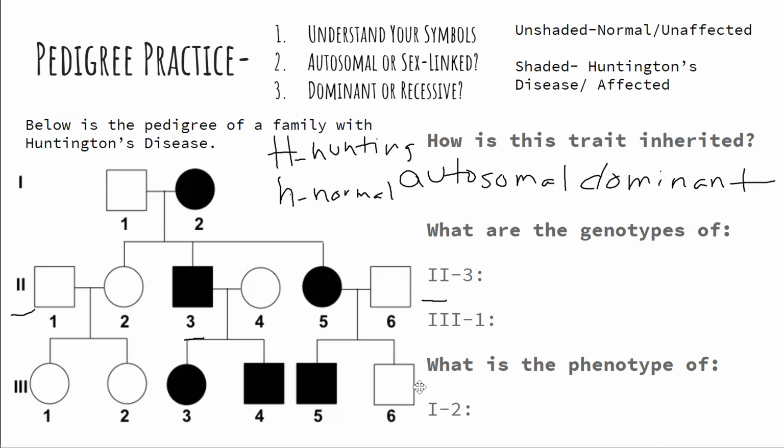We know he has Huntington, so he must have a capital H. So he could either be homozygous dominant, 2 capital H's, or he could be heterozygous, just as long as his genotype has 1 capital H.